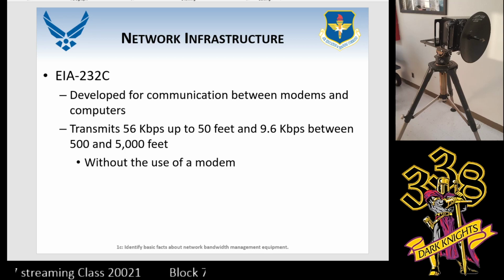EIA 232 Charlie was developed for communications between modems and computers. Transmits 56 kbps up to 50 feet and 9.6 kbps up to 5,000 feet without the use of modems. So why do you think that the transmission speed slows when we have to transmit it farther?